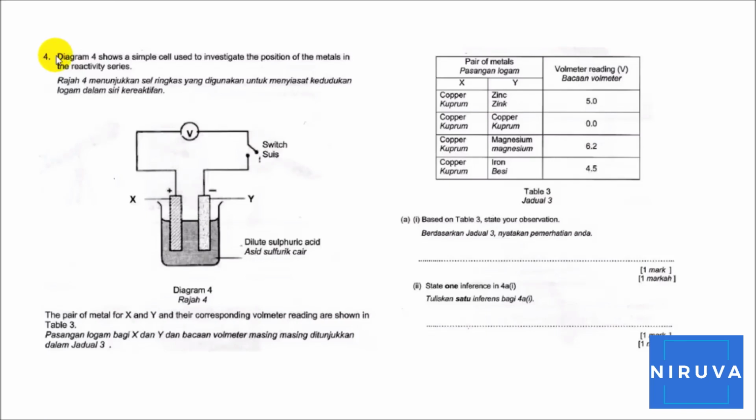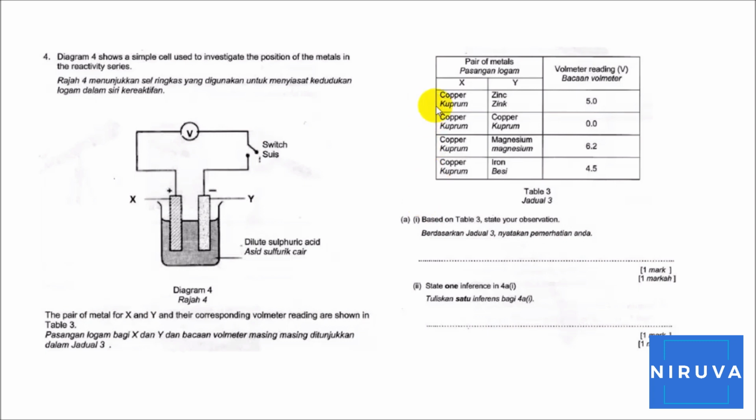Okay, and then number 4, diagram 4 shows a simple cell used to investigate the position of the metals in the reactivity series. The pair of metals for X and Y and their corresponding voltmeter readings are shown in table 3. Based on this table, state your observation. As you can see in the table, there are several observations that you can make.